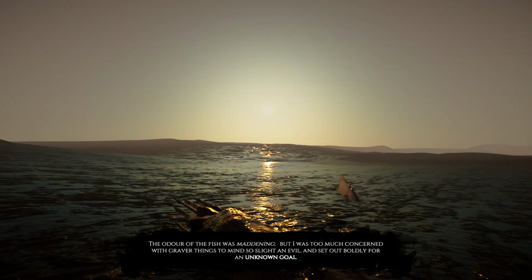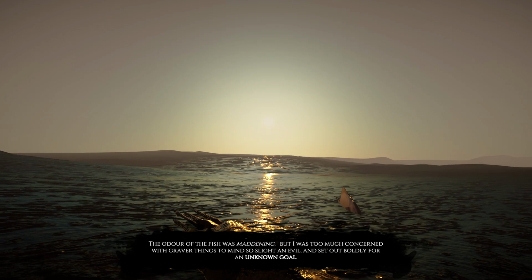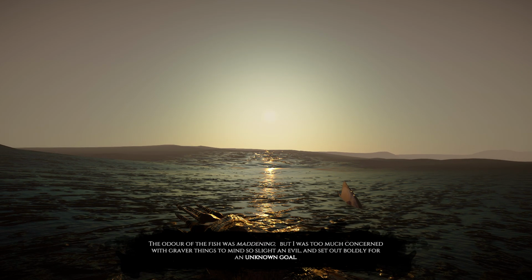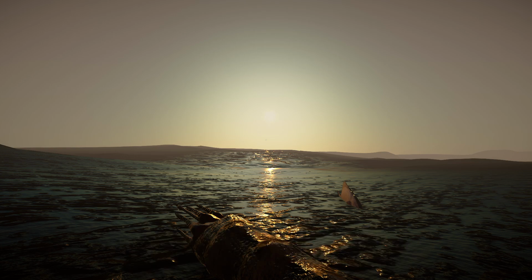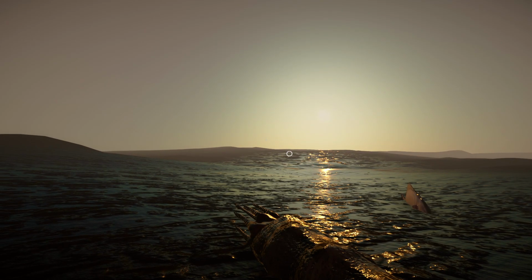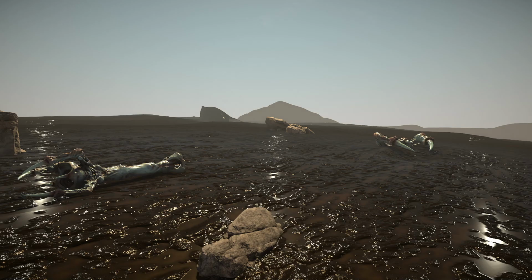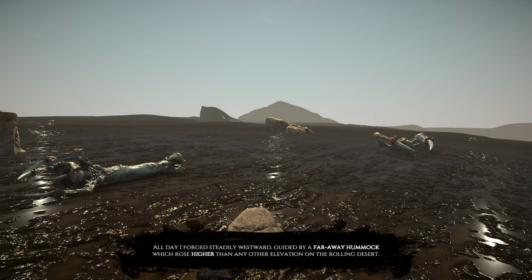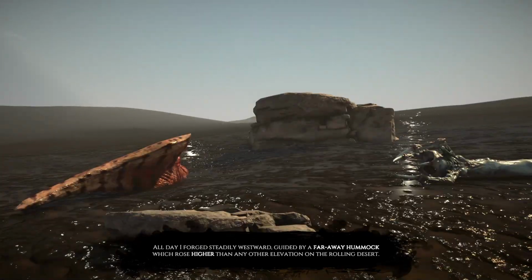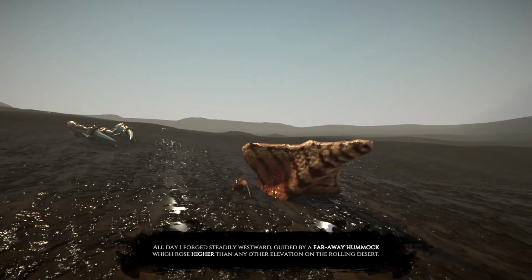The odor of the fish was maddening, but I was too much concerned with graver things to mind so slight an evil, and set out boldly for an unknown goal. All day I forged steadily westward, guided by a faraway hummock which rose higher than any other elevation on the rolling desert.